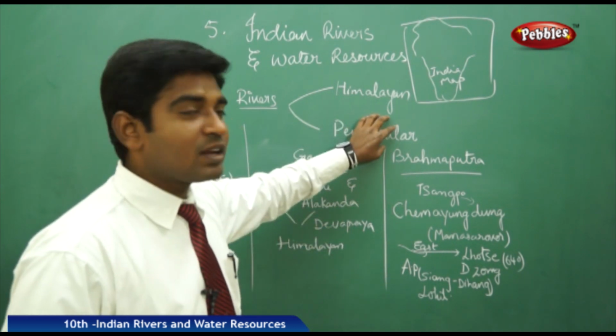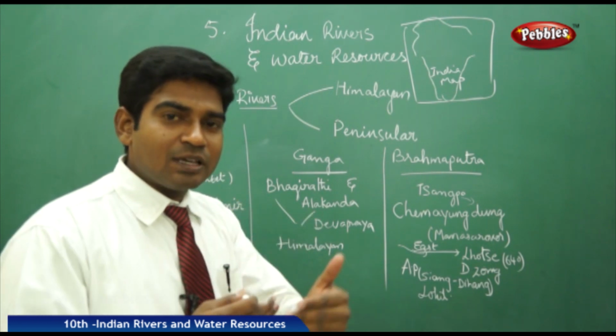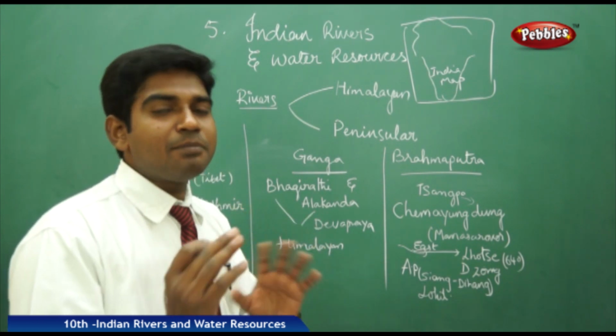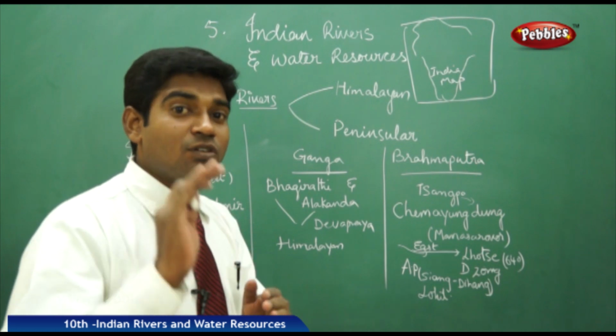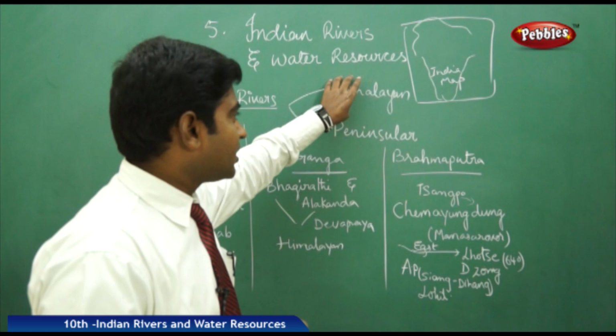When it comes to the peninsular rivers, they may have a seasonal impact because in the summer season and in the winter season they may be in dry conditions, or the level of the water may be less when compared to the rainy season. Now let us discuss the Himalayan rivers.